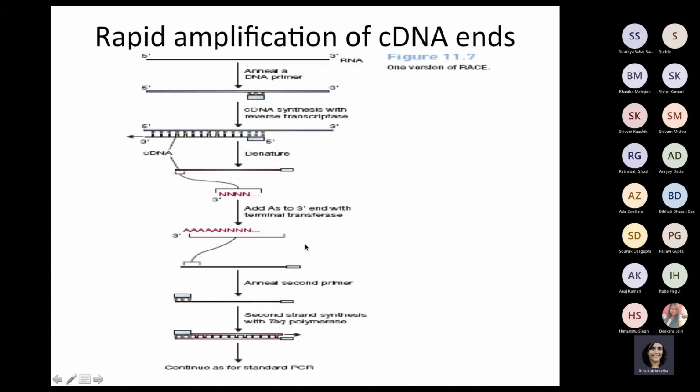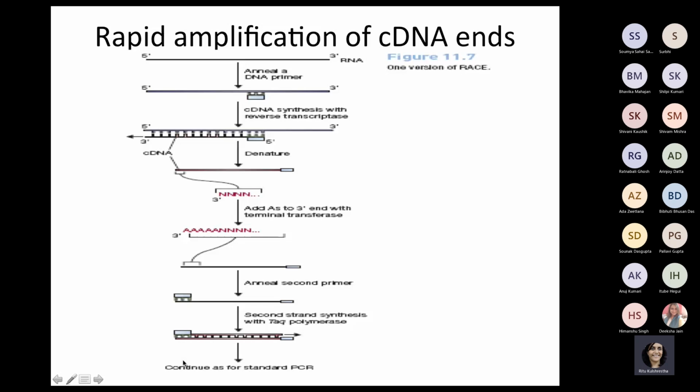Alternatively, instead of adding A's here, I can also add any adapter here. Any adapter I add here, I can design a primer against that adapter, because I have designed and ligated the adapter, and I already have the primer against this region. I can again do the PCR and amplify it.